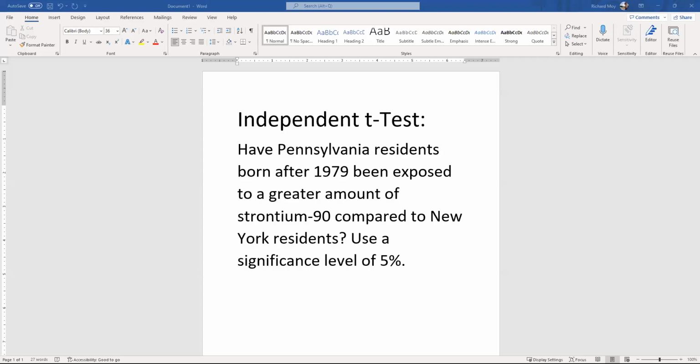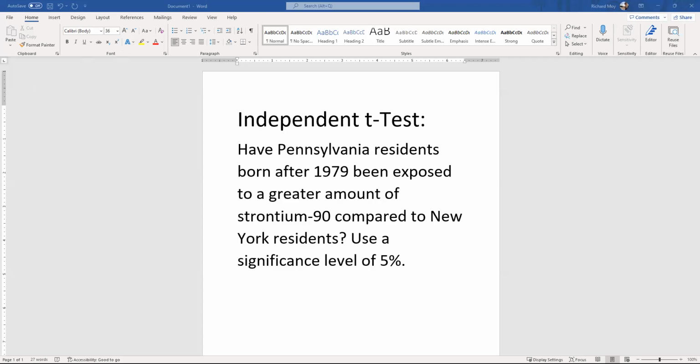Today we're going to learn how to do an independent t-test using SPSS, and we're going to test the hypothesis: have Pennsylvania residents born after 1979 been exposed to a greater amount of strontium-90 compared to New York residents? Strontium-90 is a byproduct of nuclear fission, and we're going to test this using a significance level of 5%.